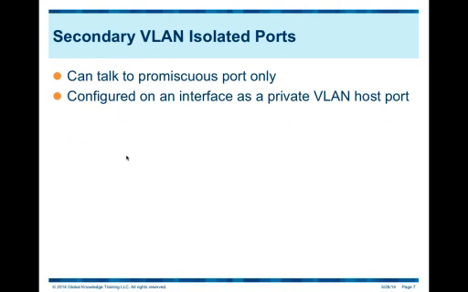So the web servers on the left, they're in the community VLAN, and there's 2 of them. So web server 1 can talk to web server number 2. However, those web servers, again, cannot talk to the database servers. They're in different secondary VLANs.